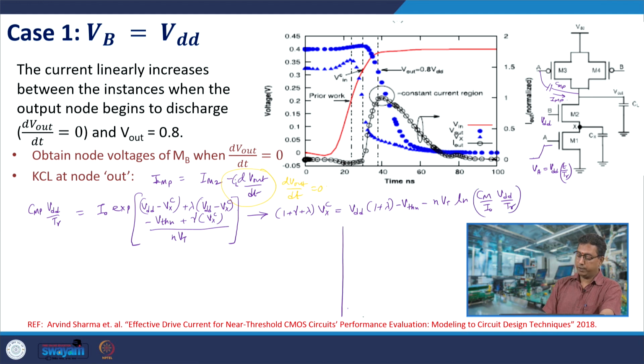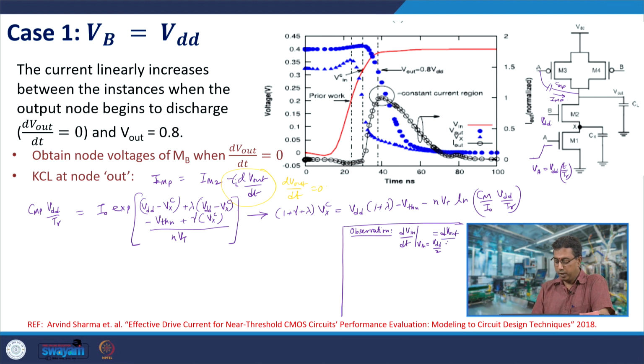Now, to get a value of this Cm by I naught VDD by TR, we take an approach similar to that which we took for the inverter, and we use this observation that dV in by dt when V in is equal to VDD by 2 is equal to dV out by dt when V out is VDD by 2.